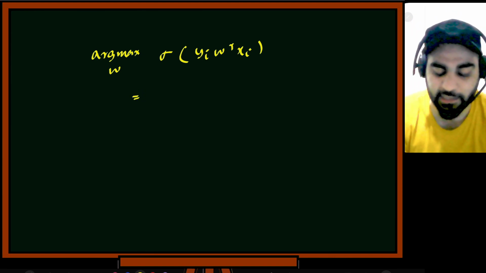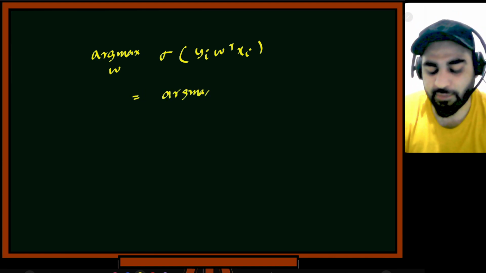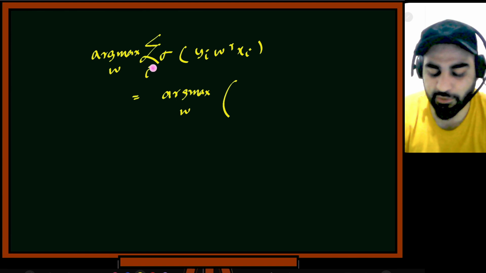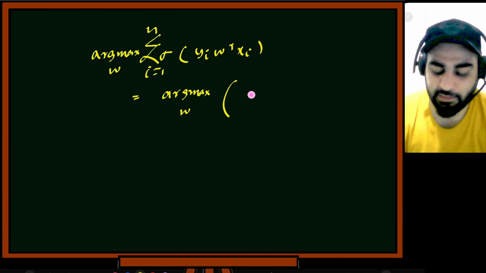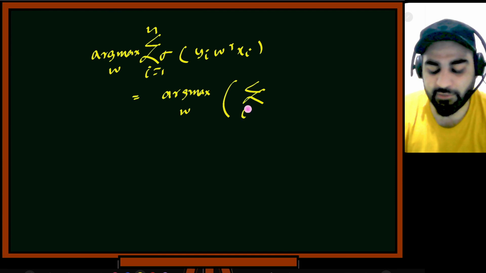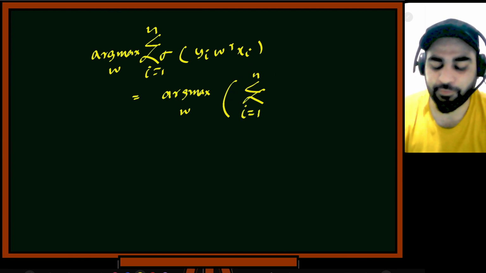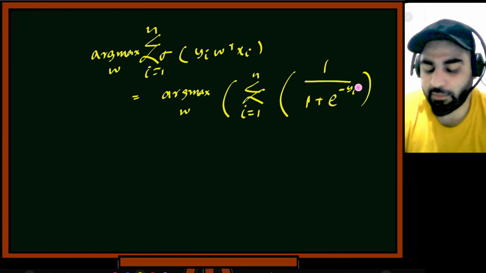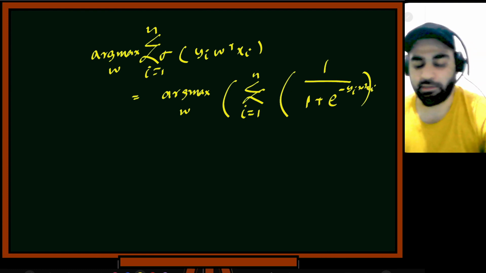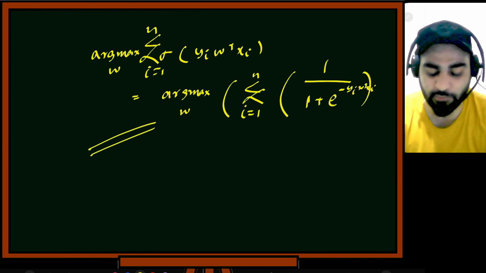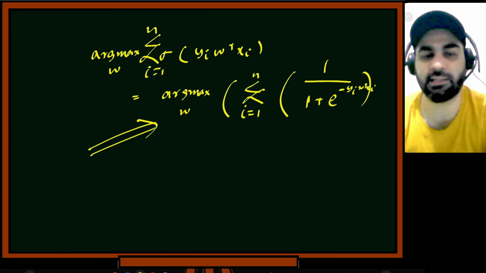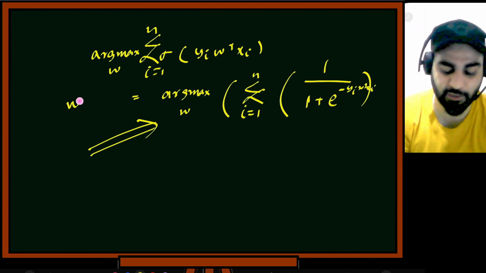So if I just expand it, this means find such a w. Argmax basically means find such a w for which this summation, i goes from 1 to n, for all the data points, and then apply this sigmoid function. So how to apply sigmoid? This means 1 divided by 1 plus e to the power minus yi w transpose xi. This is what we'll optimize now. Is everybody clear with this so far? This is just the revision of the previous lecture. I think everybody is sort of clear on this if you have watched the lecture.